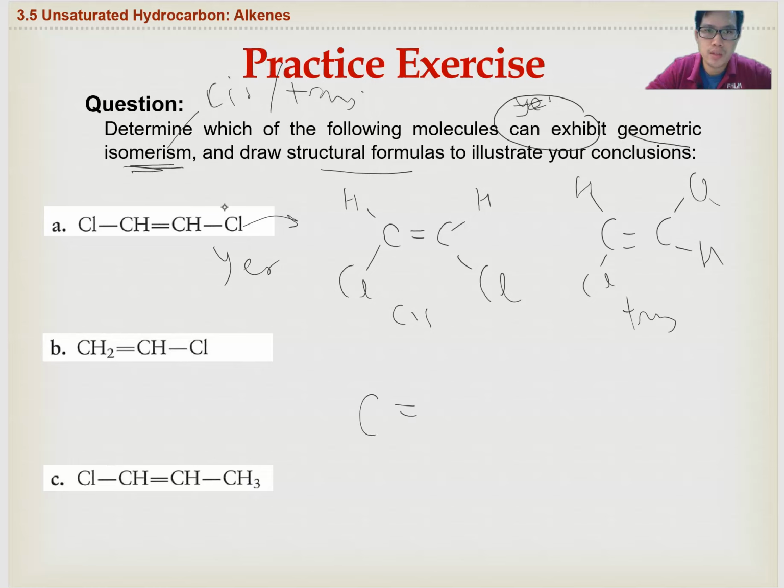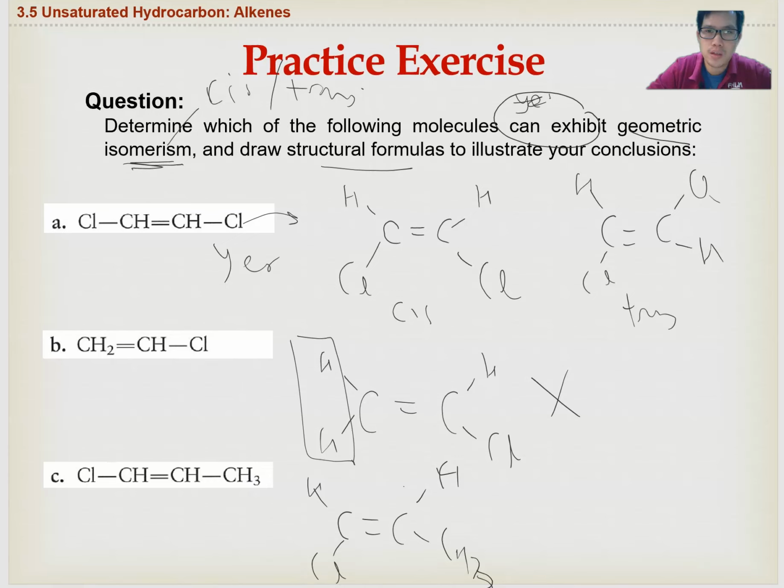In this case, please remember, if one side is always the same, there won't be any cis or trans. Don't tell me that you compare this and this; you cannot. Whenever there's the same thing, you cannot have cis and trans. In this case, I can have that, or I can have cis, or this one is a trans. So the answer is here.